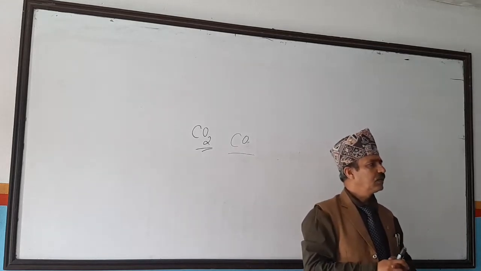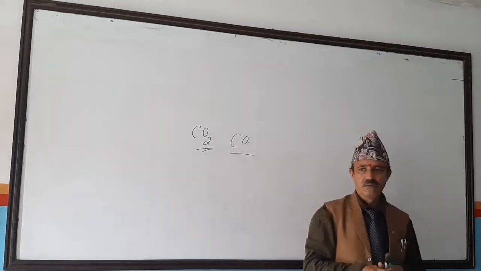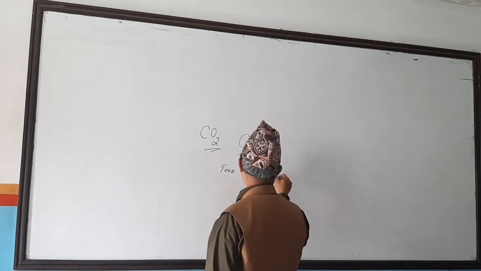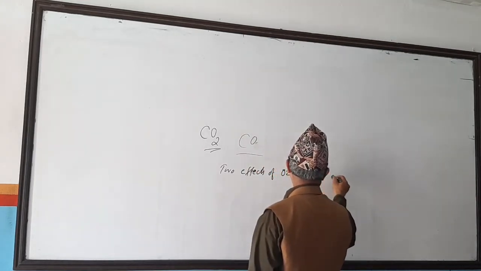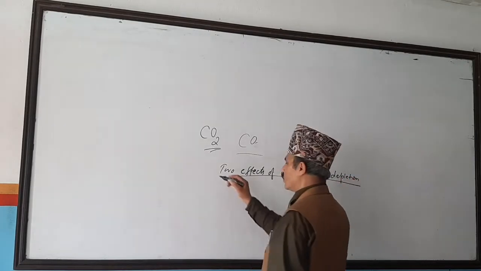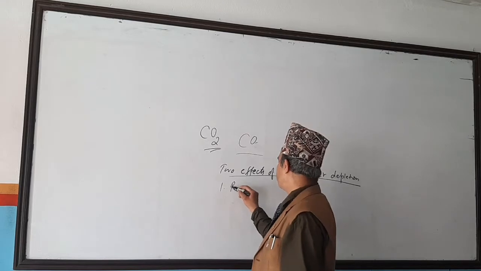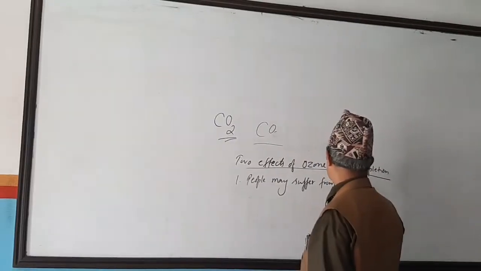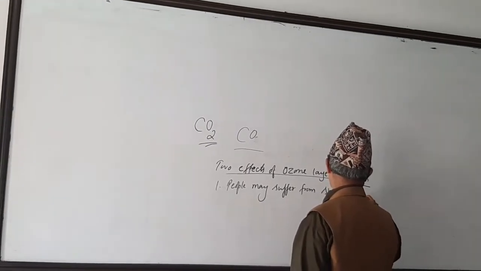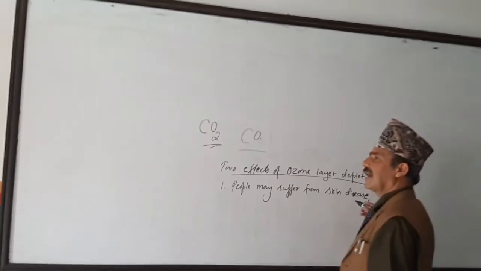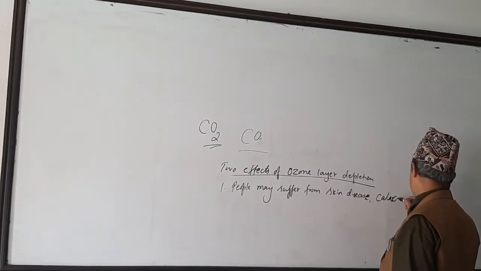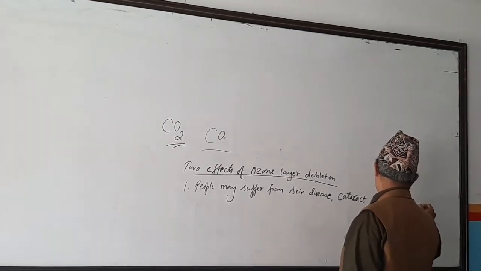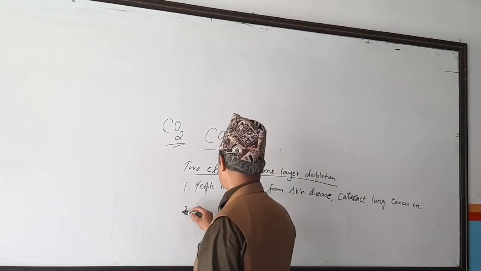And two effects of ozone layer depletion. What happens when the ozone layer is depleted? Number one, people may suffer from skin disease, cataract, lung cancer, etc. Do you know cataract? Cat means motia bindu. That is also a dangerous one. Number two, it causes global warming.